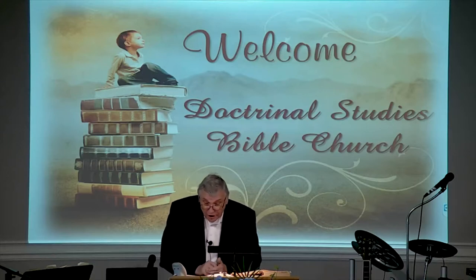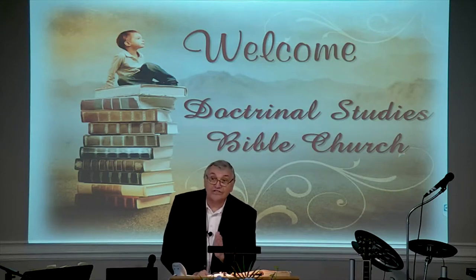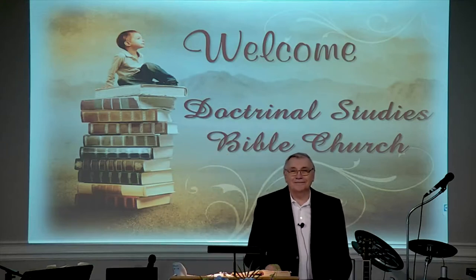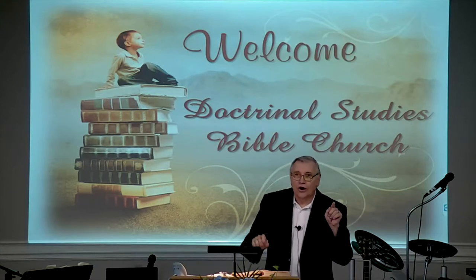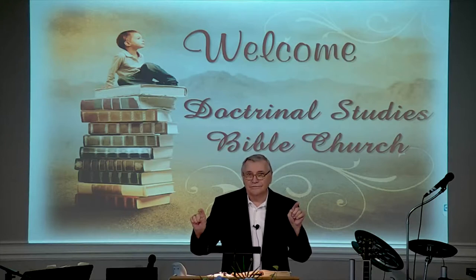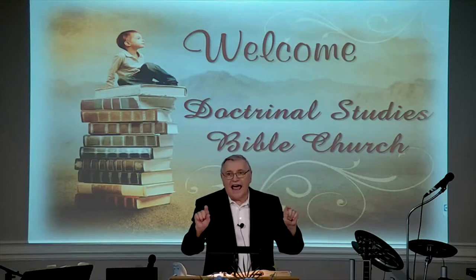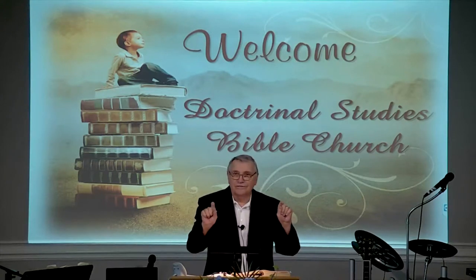Number three, this third class condition has a series of five aorist subjunctives. You can't see that, but boy, are they important. Listen, a third class condition always has a subjunctive. As soon as you see that's a third class if, it has to have a subjunctive. That's what makes it a third class condition. It's EAN plus a subjunctive.